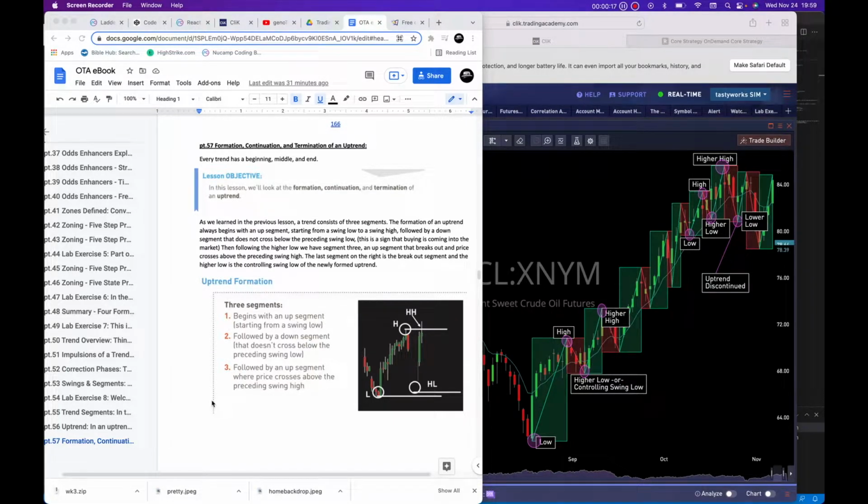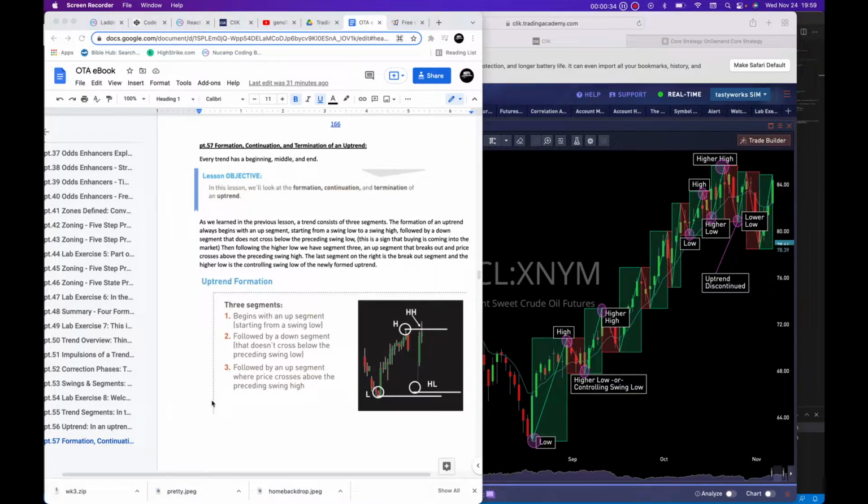The formation of an uptrend always begins with an up segment, starting from a swing low to a swing high, followed by a down segment that does not cross below the preceding swing low. This is a sign that buying is coming into the market.